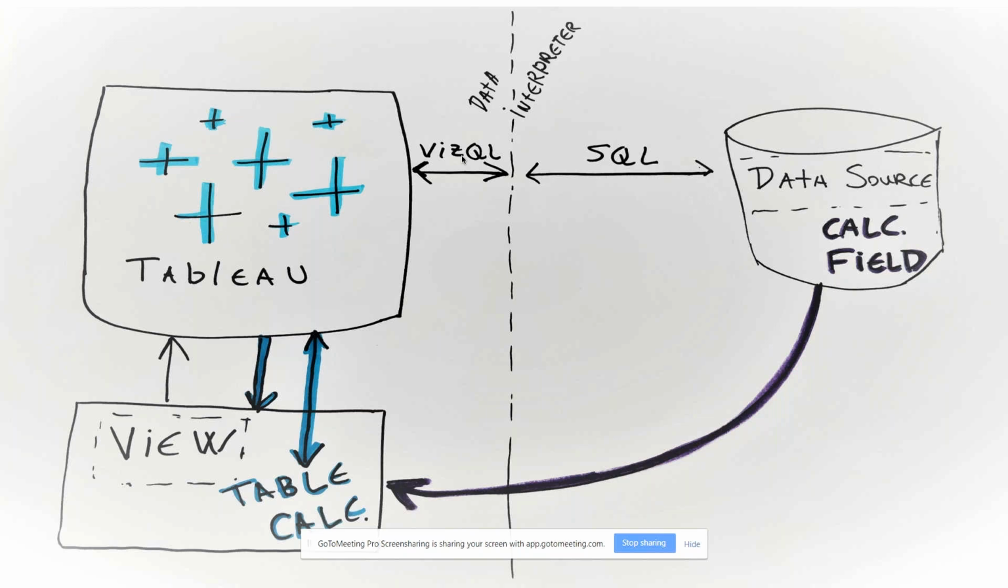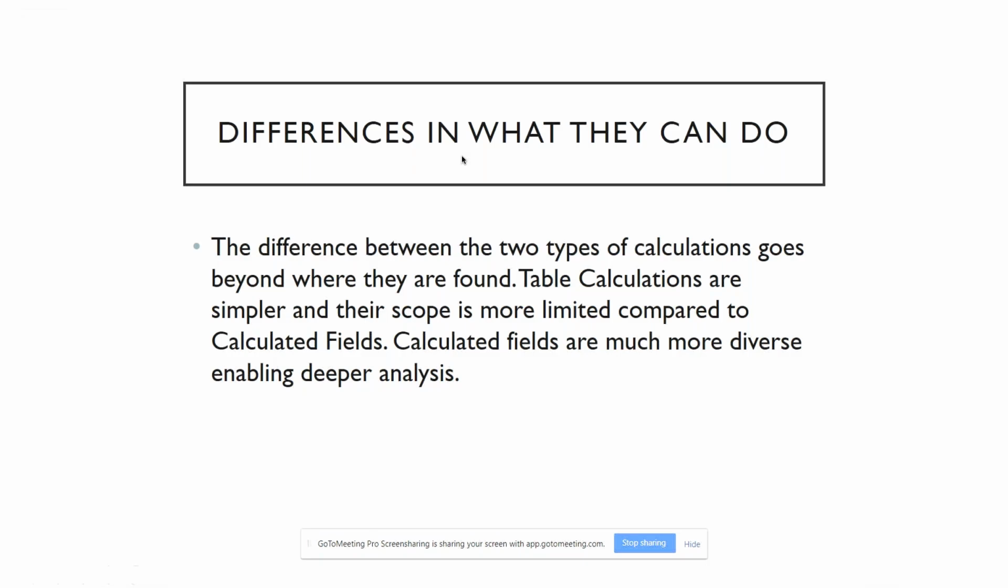So when we create a table calculation, the calculation is created in the view from what's in it, and stays within the view and doesn't transfer to the data source. When we create a calculated field, we create the calculation within the data source, and it creates a separate column with the values in the calculation. So basically, you see they are computed in different places within the system.